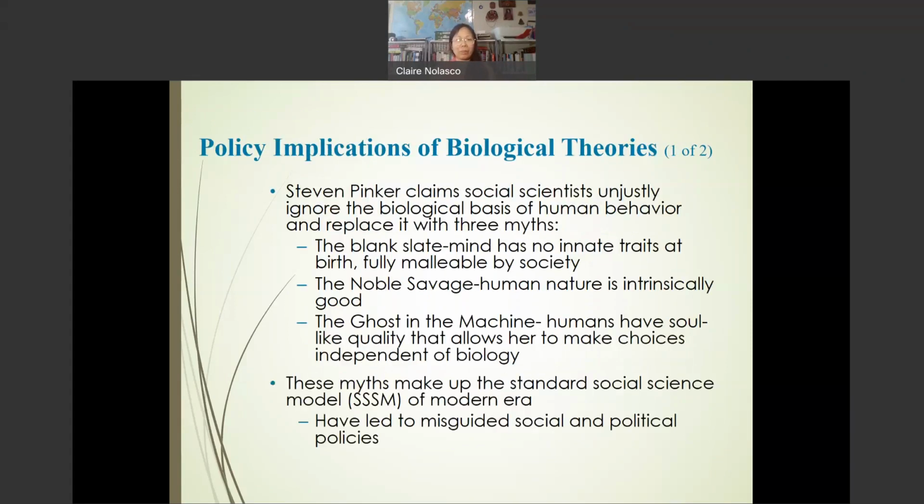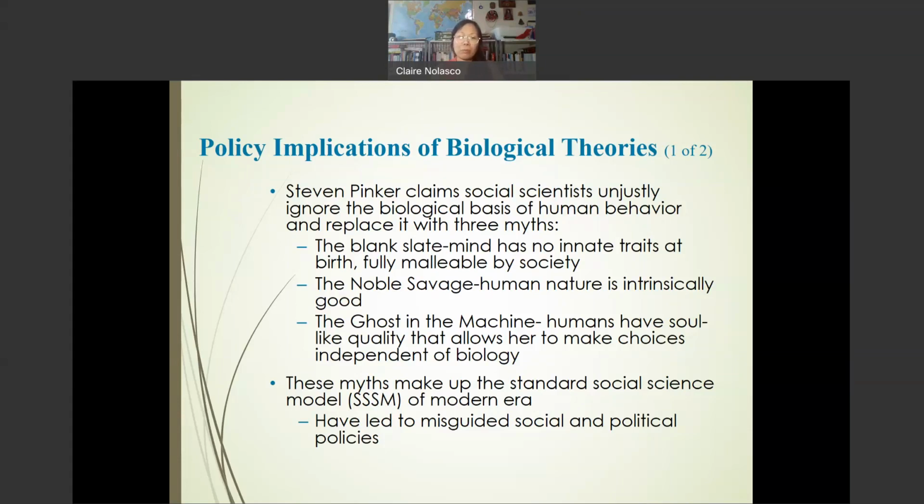aggressive. What are the policy implications of biological theories? Steven Pinker claims that social scientists, including criminologists, unjustly ignore the biological basis of human behavior and replace it with three myths. The first myth is the blank slate myth, meaning that this myth states that the mind has no innate traits at birth and the person is fully malleable by society. So this is a fallacy according to Steven Pinker.